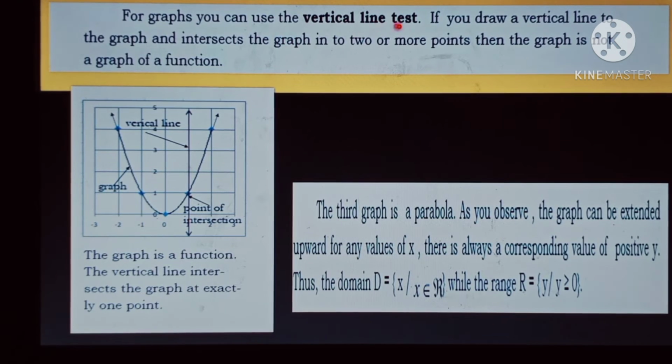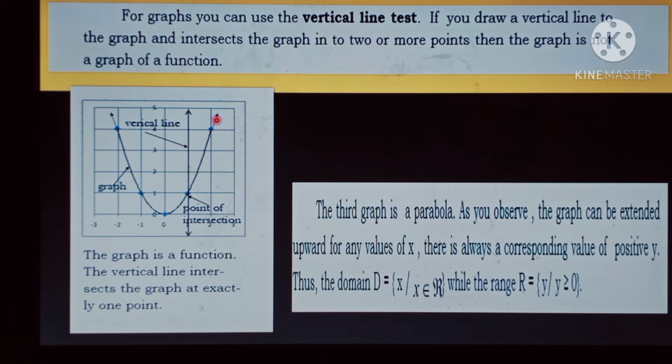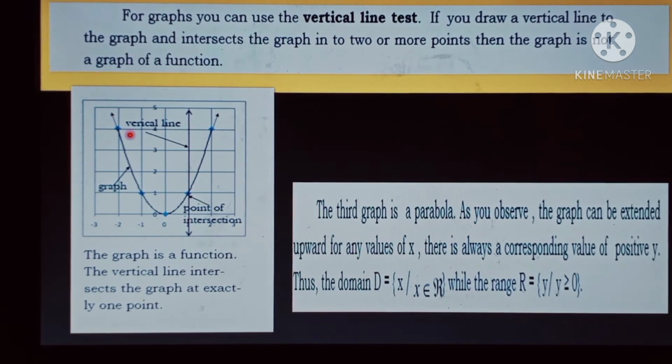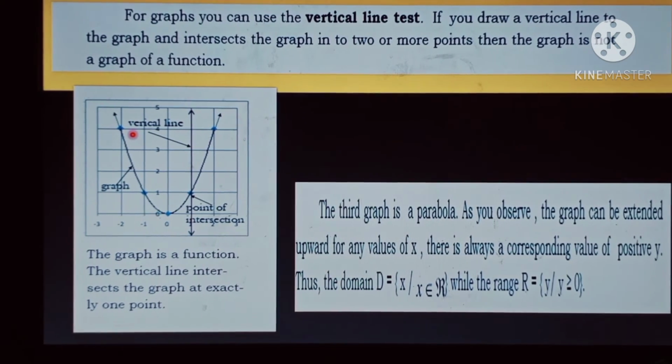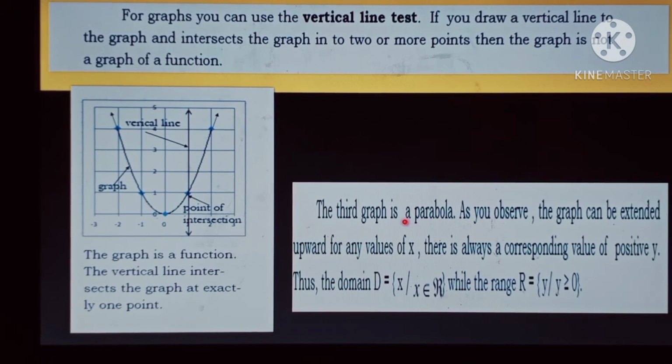So, the vertical line test, kailangan lang mag-touch or the point of intersection sa given graph ay once lang. Pag once lang, then that is a function. Pag more than 2 na nag-touch, that is a relation only. So here, the third graph is a parabola. As you observe, the graph can be extended upward for any values of x. There is always a corresponding value of positive y.